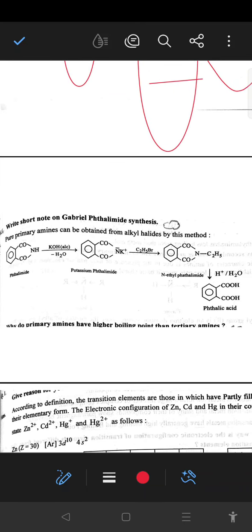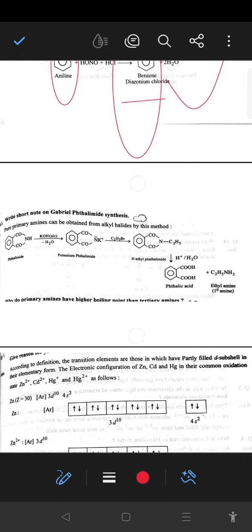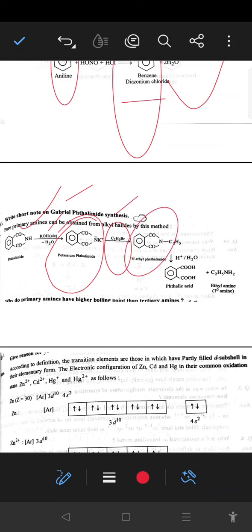This is also one of the important reactions for the preparation of primary amines. So pure primary amine can be obtained from alkyl halide by the method of Gabriel phthalimide synthesis reaction. First of all, phthalimide reacts with KOH and will give potassium phthalimide. After that, reaction with alkyl halide will form an ethyl or an alkyl phthalimide, and with the hydrolysis in acidic medium will give the phthalic acid and ethyl amine, that is a primary amine का formation हो जाएगी.